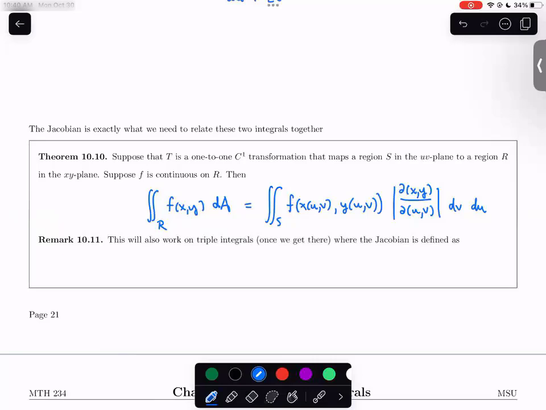And as a side note here, this will also work in triple integrals once we get there, in which case we're going to have x's, y's, and z's, and then we're going to have u's, v's, and w's, for instance. And again, the primary transformations that we'll be using this on are cylindrical and spherical. So in reality, these u's, v's, and w's are going to be things like r's and thetas and phi's and stuff like that.